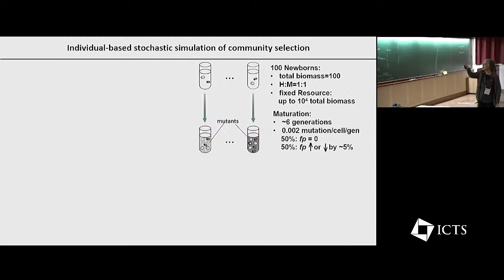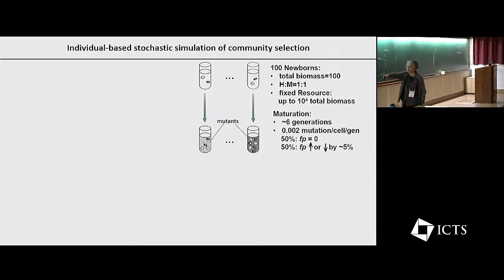The mutation rate is chosen to be realistic, but it's very high. If we lower this, it just will take longer. So it's 0.002 mutation per cell per generation. And 50% of these mutations are so-called null mutants, in the sense that they completely disrupt the production of the product, so they pay 0 cost now. And the other 50% increase or decrease the cost by a few percent.